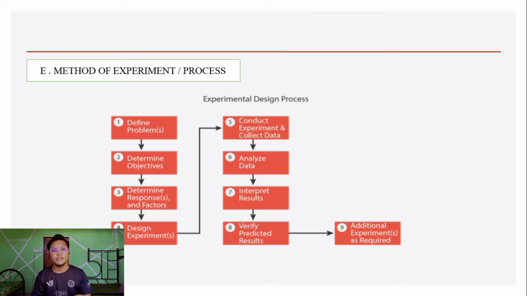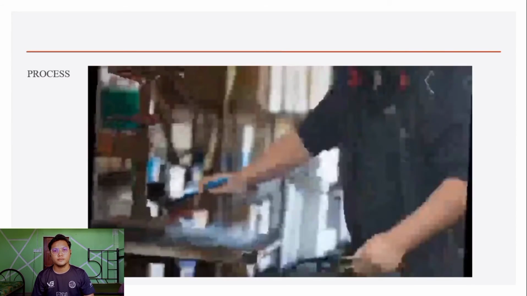Next, we design the experiment. After that, we conduct the experiment and collect the data. After we collect the data, we analyze the data and interpret the result. Next, we verify the predicted result. Lastly, additional experiments as required. Let me show you how the process of servicing a radiator works.